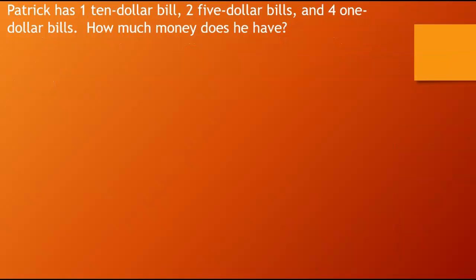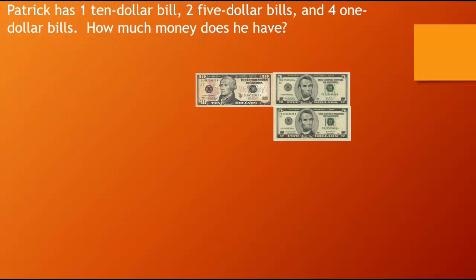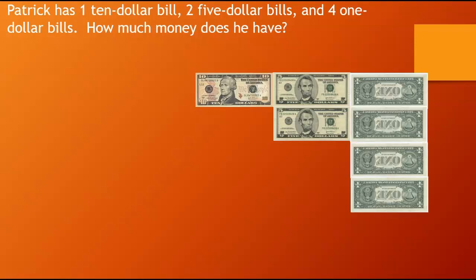Okay, the next one here. Patrick has 1 $10 bill, 2 $5 bills, and 4 $1 bills. How much money does he have? So we can draw a picture and we can count up how much money he has. So he has how many $10? 1, okay, and how many $5 bills? 2, okay, 1, 2. And how many $1 bills does he have? 4, okay, let's put 4. 1, 2, 3, 4.